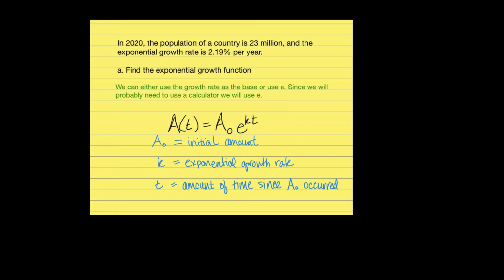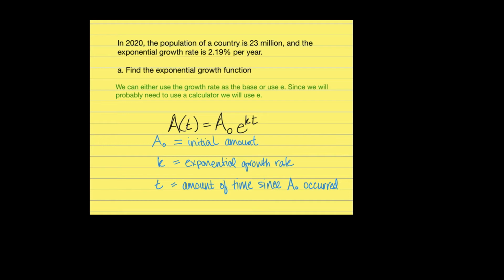So in 2020, the population of a certain country is 23 million people, and the exponential growth rate is 2.19% per year. We want to find the function that models that. You can either do this as a straight up growth rate, 2.19% becoming your base, but we're going to use e because e is in our calculator. We don't have a 2.19% exponential function on our calculator, so we're going to change it into base e.